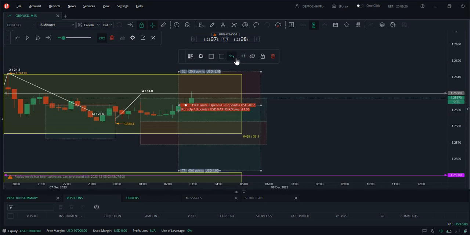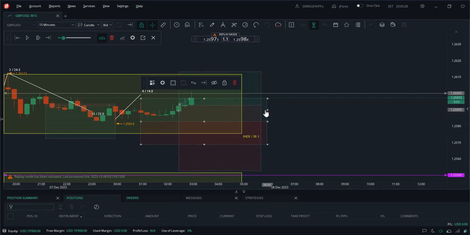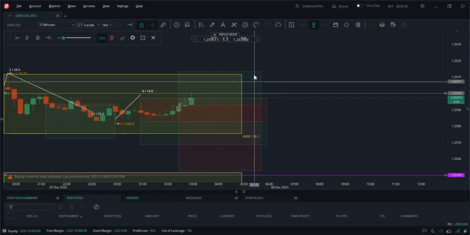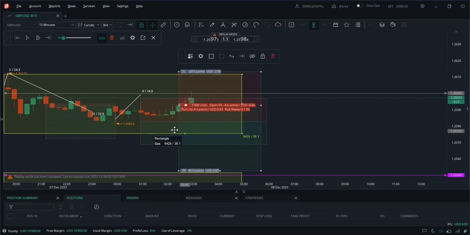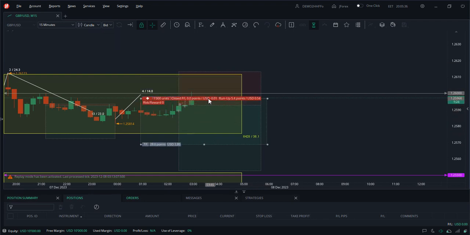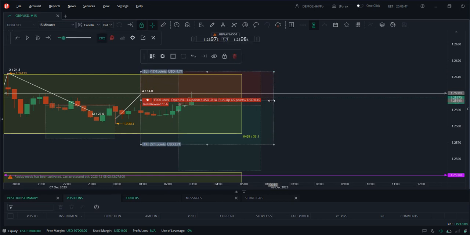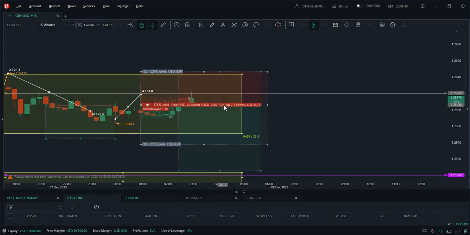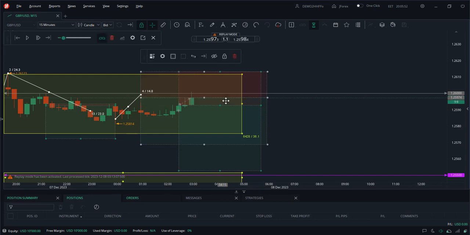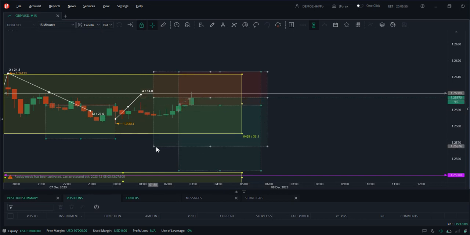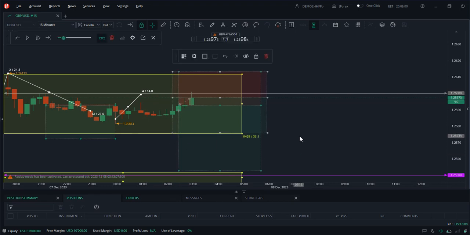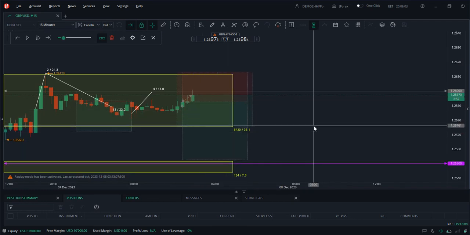I made it white so I'll be able to edit it like this. Stop loss below this zone. This is the entry here. This is the entry. We can reduce this one, right? So we can have a profit here, have a profit here.